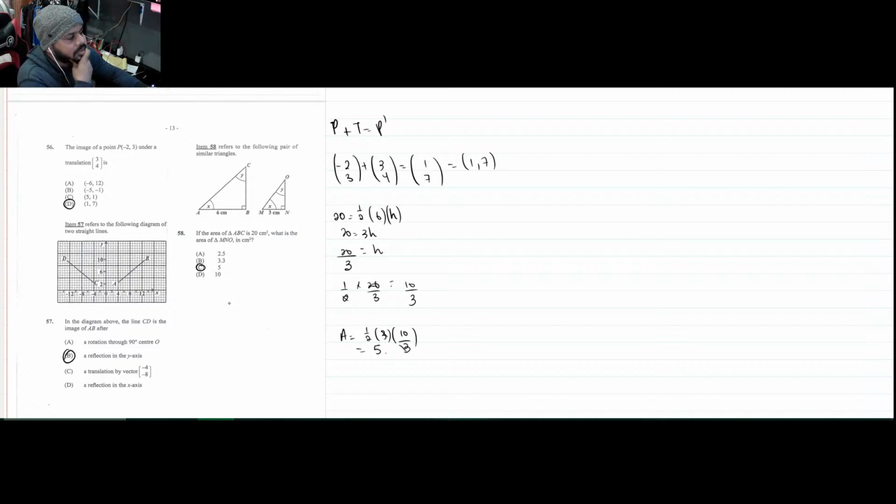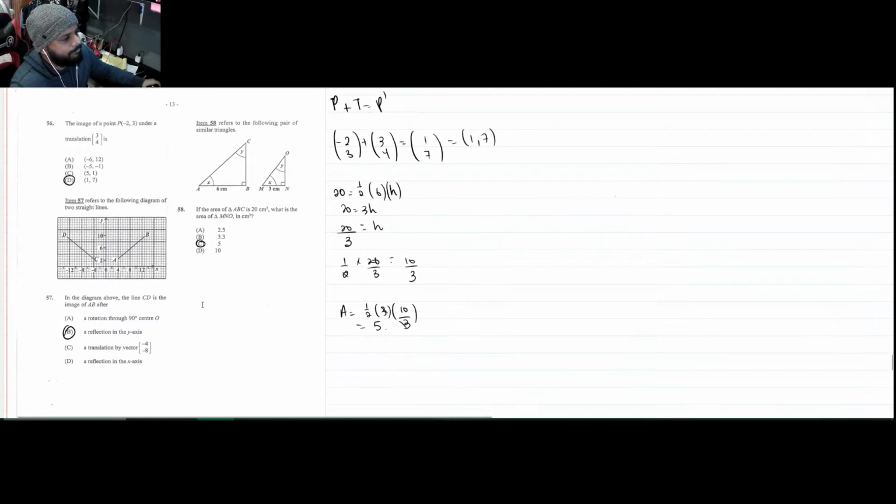I know that there's also a formula: the area of A over the area of B is equal to k squared, where k is the scale factor. Well, we don't have a scale factor here, so... actually, we had a scale factor we could have calculated, which is 2. Straight lines.